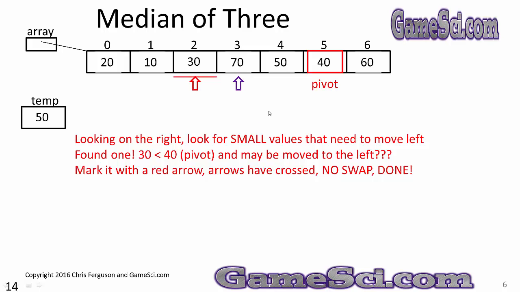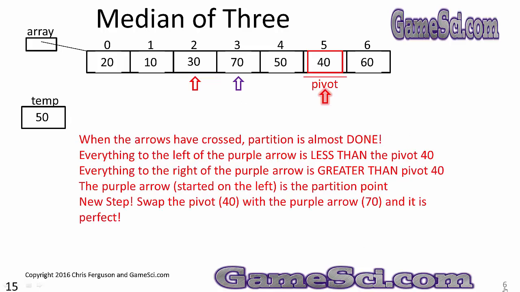We are nearing the end of the partition. The scan is done. We've got one more step to do. Can you remember what that last step is? When the arrow is crossed, the partition is almost done. Everything to the left of the purple arrow is less than the pivot 40. Everything to the right of the purple arrow is greater than the pivot 40. The purple arrow, which started on the left, is our partition point.